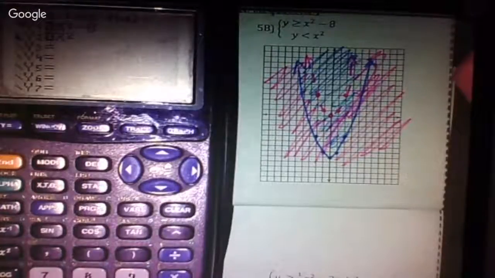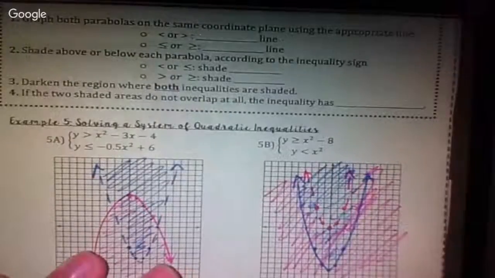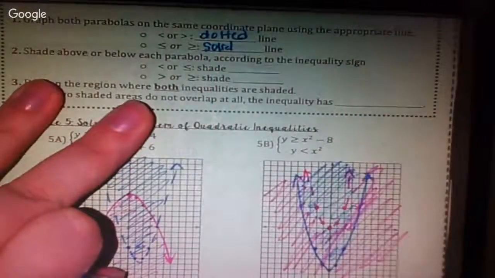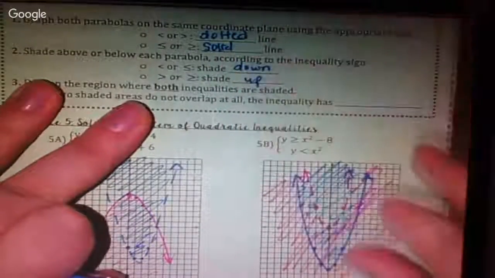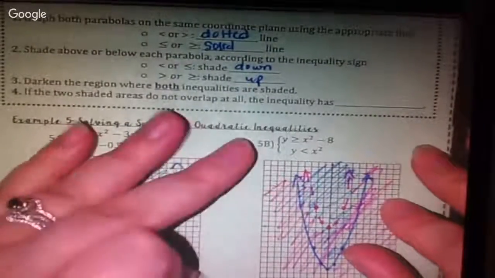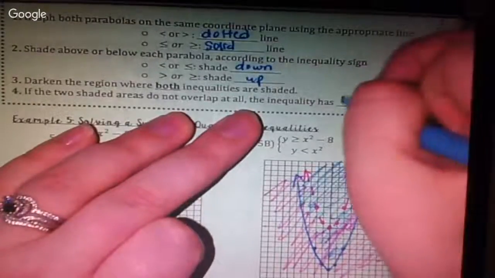Any other questions? Yes. If it has a greater than or equal to sign, it's a solid line. Yes. Okay. Oh, actually, let's go up and fill up this top part because I missed that. I'm sorry. Less than or greater than without the equal sign is a dotted line. With the equal sign, it should be a solid. If it's less than, we shade down. And if it's greater than, we shade up. If the two shaded areas do not overlap at all, the inequality has no solution.